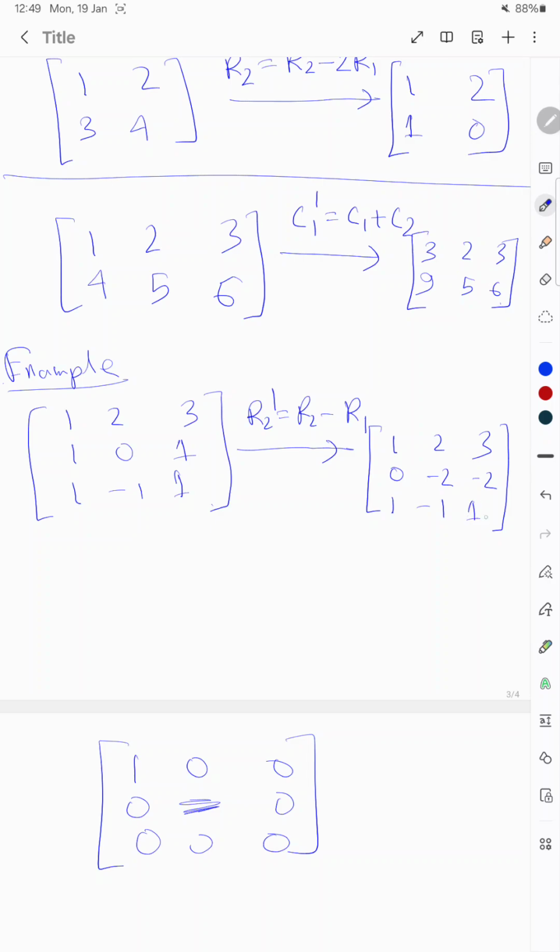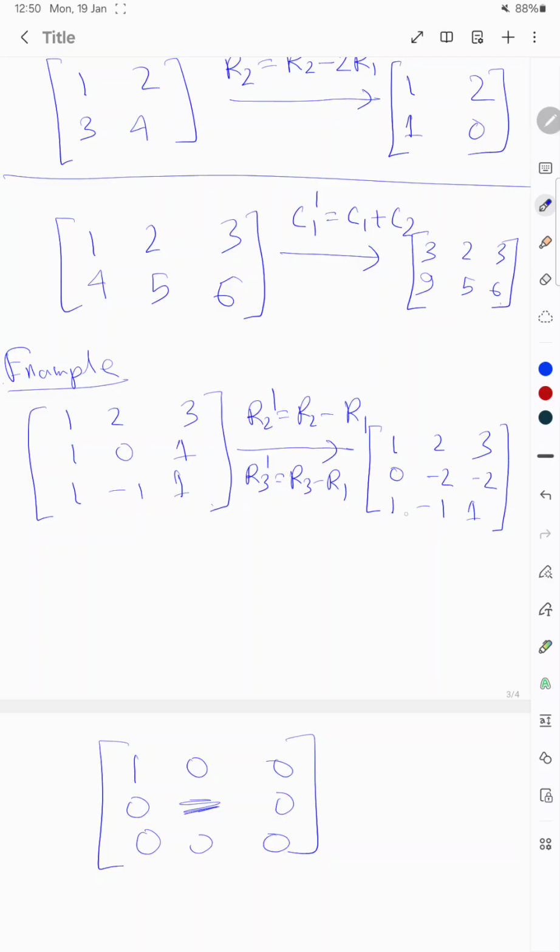And then you have 1 minus 1 1, right? This is what you have. Now, when you write so many operations, your calculation will be very lengthy. Instead of that, you can do 2 operations in one line also. For example, if I write r3 dash equal to r3 minus r1, that also you can do.